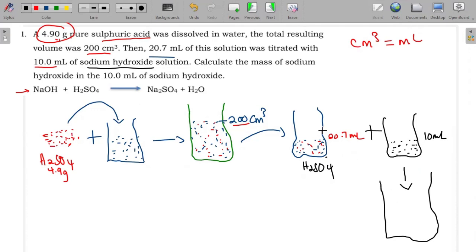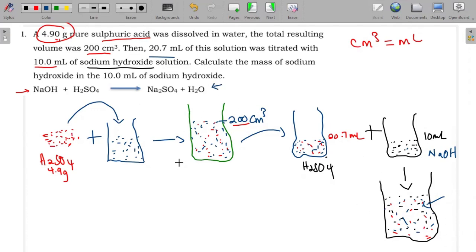20.7 plus the 10 will go up to about 37 somewhere there. So this is the mixture of the sulfuric acid and the sodium hydroxide. This is the reaction that is happening between this sodium hydroxide and the sulfuric acid. They mix them, they form this. This is the reaction that is happening here, and it's been indicated by this reaction.